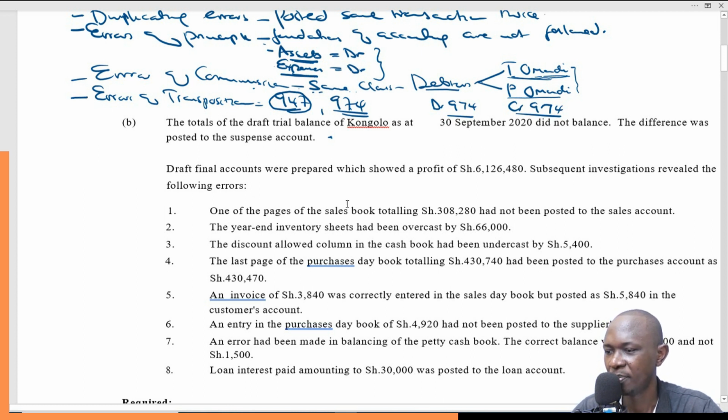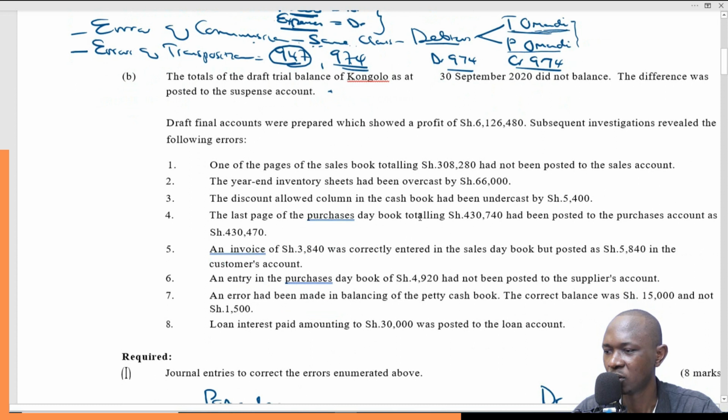Draft final accounts were prepared which showed a profit of this. Subsequent investigation revealed the following errors. One of the pages of the sales daybook totaling 308 had not been posted to the sales account. One of the pages of the sales daybook, sales book, totaling 308 had not been posted to the sales account.